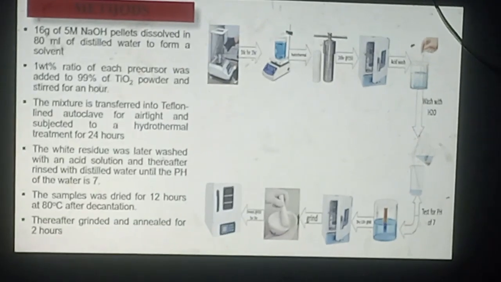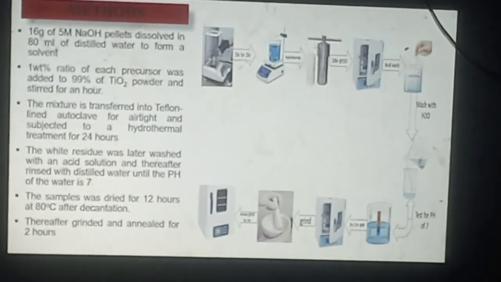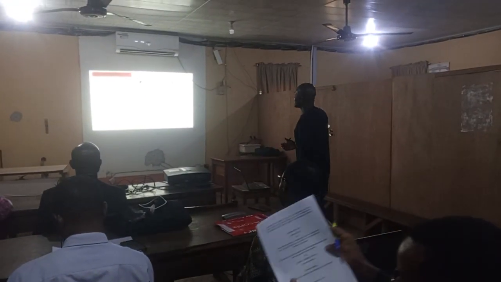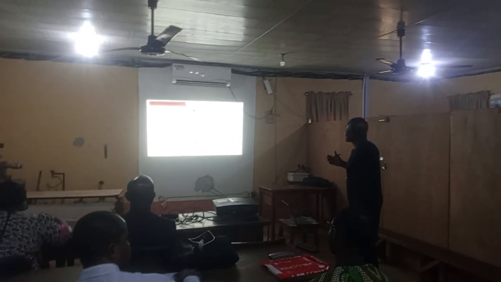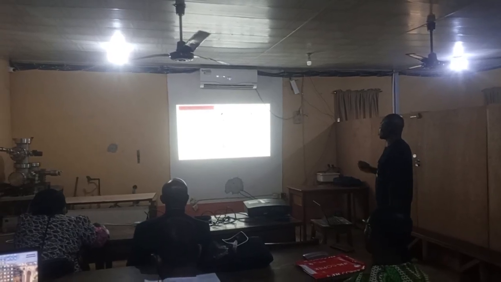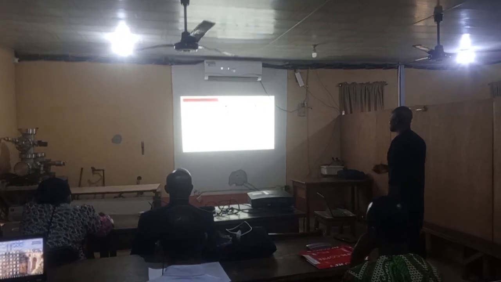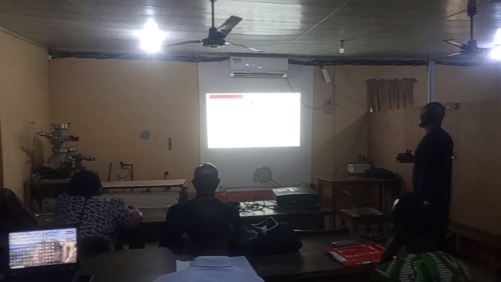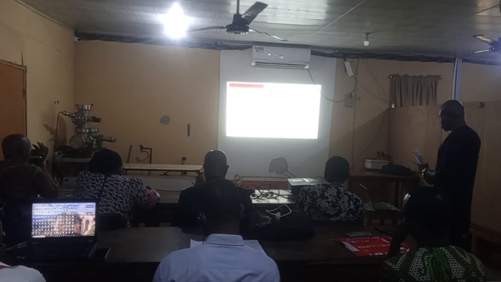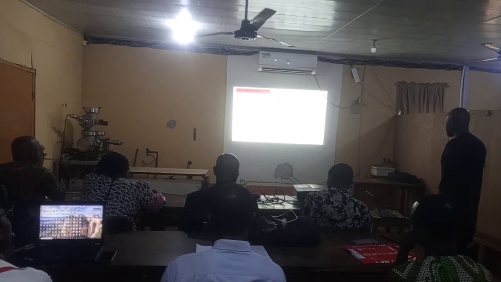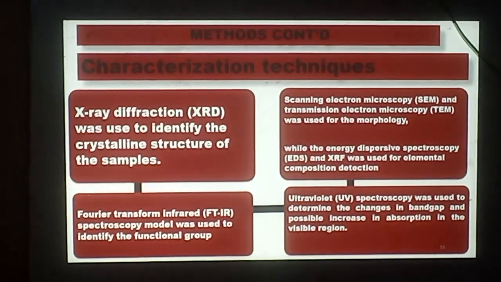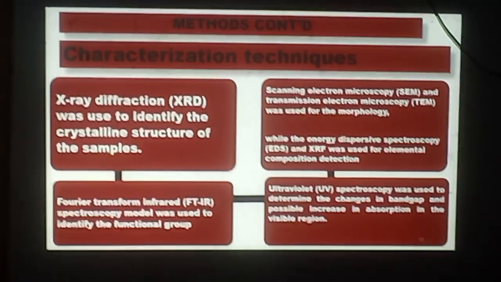16 grams of sodium hydroxide pellets was mixed with 80 ml of distilled water. Then after mixing it, we use it as a solvent. Then we measure one weight percentage ratio of each precursor and mix it with this solvent. After mixing, we put it in an autoclave at 50 degrees centigrade and subject it to hydrothermal treatment for 24 hours. Then after that, we carried out different characterizations.